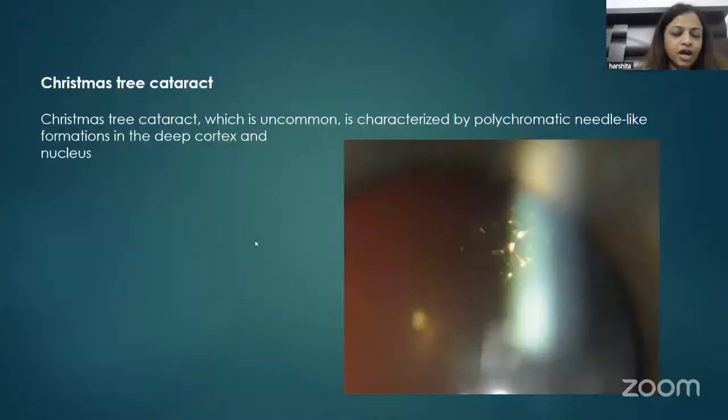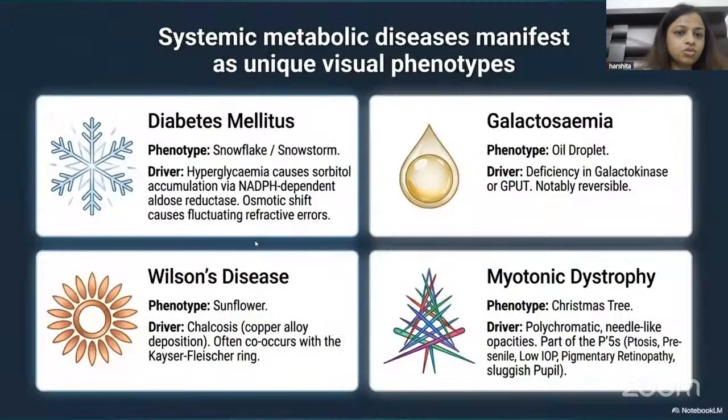So some other type of cataract which we see is Christmas tree cataract, which is very uncommon. It's characterized by polychromatic needle-like formation, as you can see here in the nucleus and deep cortex. So the metabolic and the systemic insults will lead to different types of cataract, which have some unique visual phenotype.